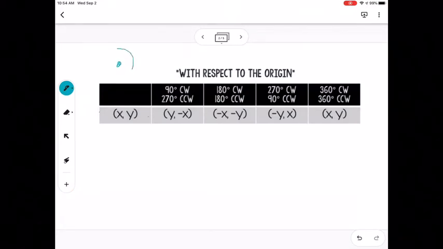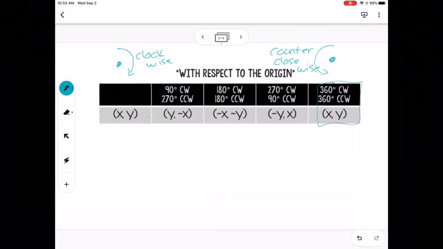So when you spin something, you can go clockwise, or you can go counterclockwise. And the degrees we're going to do are 90, 270, 180. 360, if it ever says 360, that's just the original. If you go 360 degrees around, you just come back to where you started. So we're mostly going to be focusing on these three here.